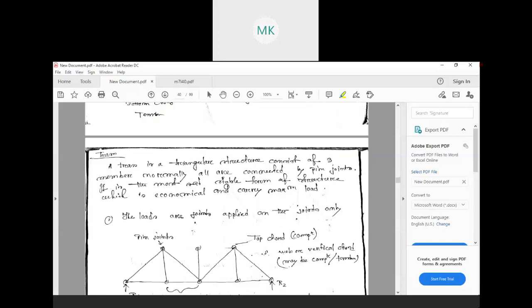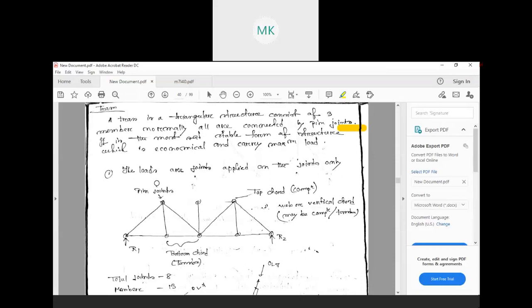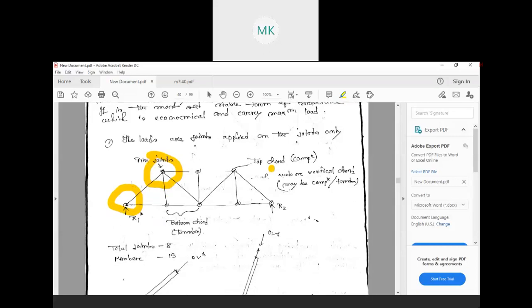So what is a truss basically? A truss is a triangular structure consisting of three members normally, all connected by pin joints. It is the most stable form of structure, which is economical and carries maximum load. I think all of you know this; these are the basic things. The loads are applied on the joints only. Remember this. As you can see, there are some joints in the truss, as shown in the video.